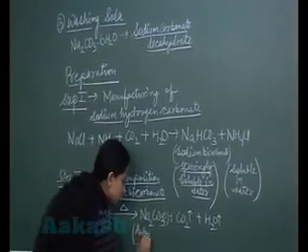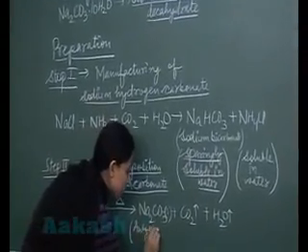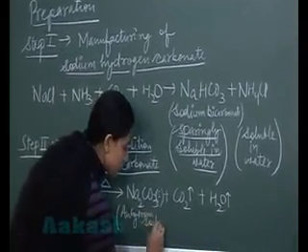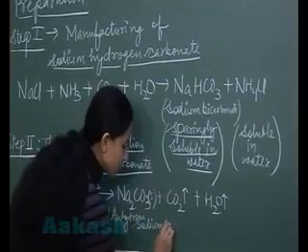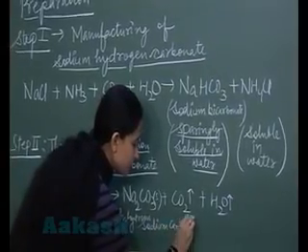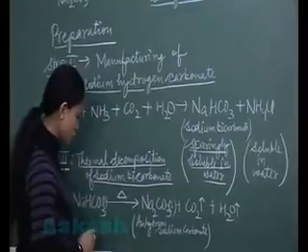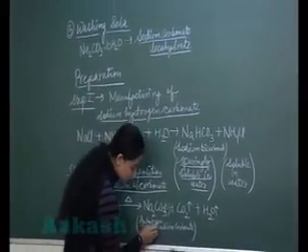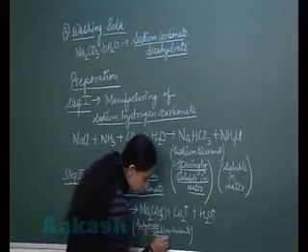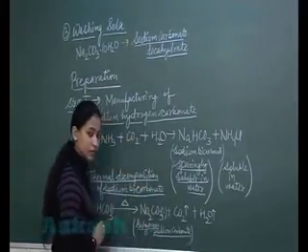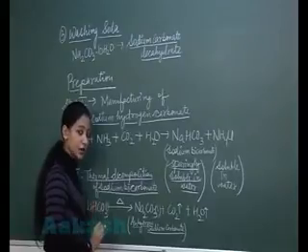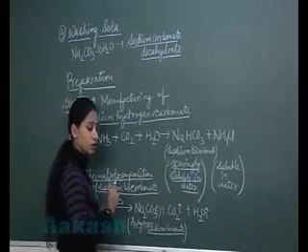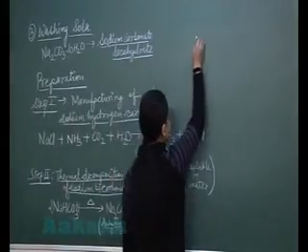Anhydrous sodium carbonate. So students, upon the thermal decomposition of sodium hydrogen carbonate, anhydrous sodium carbonate is obtained. Now students, this anhydrous sodium carbonate is also known as soda ash. Now what about the third step? Let's study about the third step.